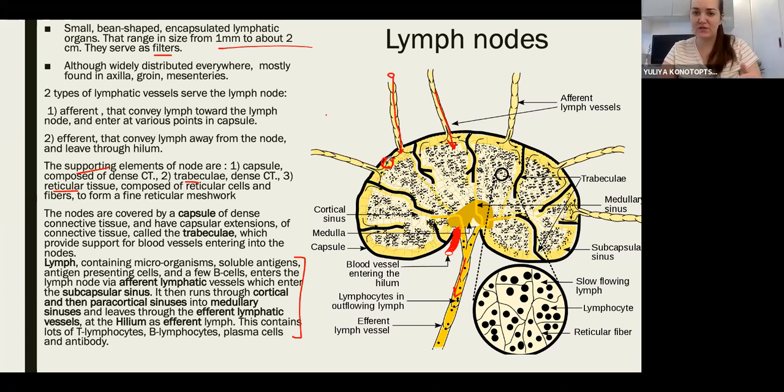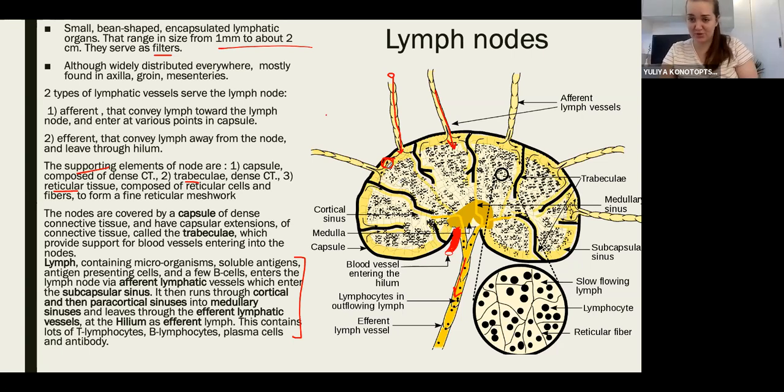In your notes, it's written that after the subcapsular sinus, you go to the trabecular sinus. If you read your notes right now, it's written there: trabecular sinus. It is like that in the book. In the book, that's what it says, that from the subcapsular sinus you go to the trabecular. But last year, they changed it. In the lectures, they wrote something else.